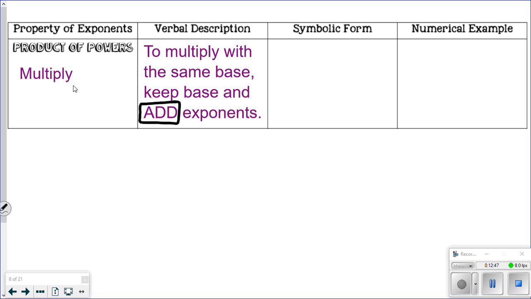So symbolically, just straight from the book, a to the m times a to the n equals, it says keep the base, which is a, and add the exponents, m plus n. So let's walk through some examples of this, okay?